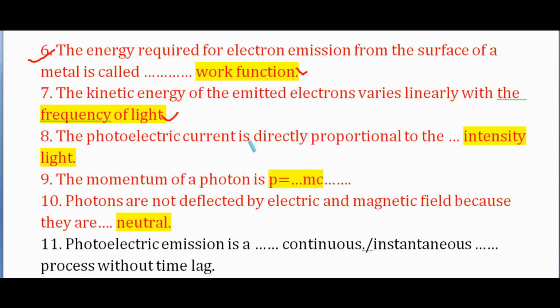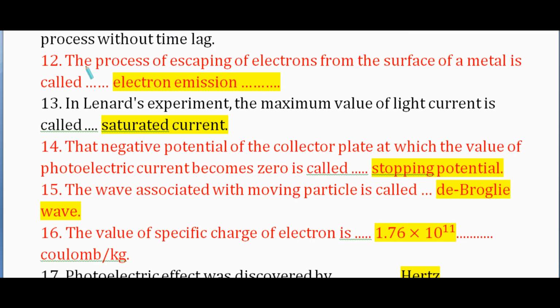The photoelectric current is directly proportional to the intensity of light. The momentum of photon is p equal to mc. Photons are not deflected by electric and magnetic field because they are neutral. The process of escaping of electrons from the surface of metal is called electron emission. The negative potential of the collector plate at which the value of photoelectric current becomes zero is called stopping potential. The wave associated with the moving particle is called de Broglie wave. The value of specific charge of electron is 1.76 into 10 raised to power 11 coulomb per kg.